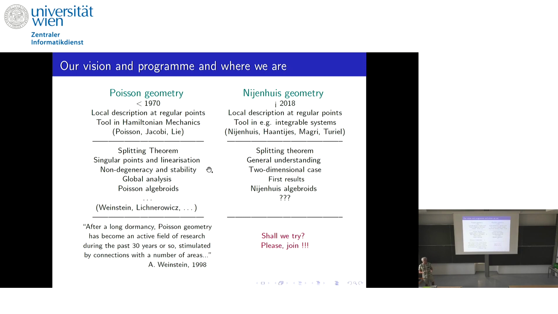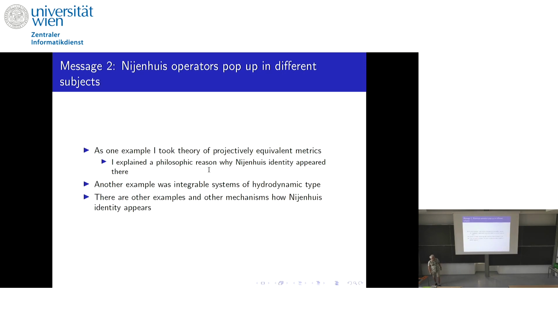So it begins the science. It's quite possible that results which will appear within the science are easy, but then can be used many times, like the Splitting theorem. Its proof is not complicated. But let me go to the Splitting theorem first. And the second message is that Nijenhuis operators appear without us asking them to appear, they just live there in different subjects.